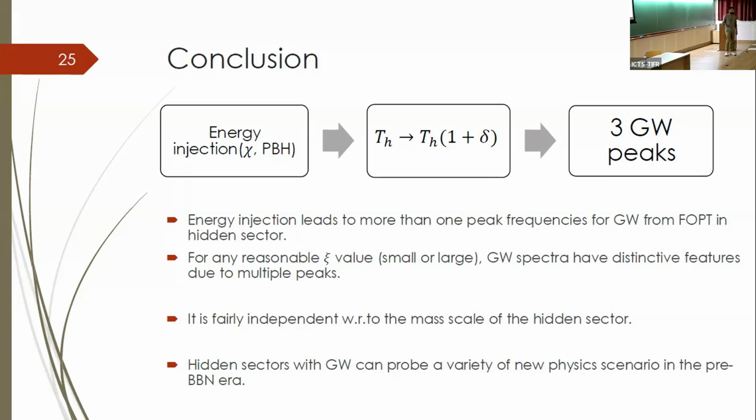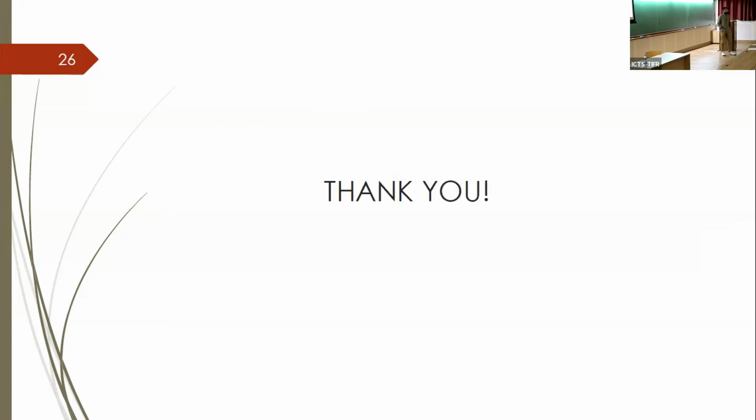The benchmarks I chose were just arbitrary, but one can also choose higher or smaller values of the masses, and this will shift the overall peak frequencies accordingly. For smaller masses, it will go to smaller frequencies. Overall, hidden sectors with gravitational waves can probe a variety of new physics scenarios in the pre-BBN era. So I think this is all I had to say. Thank you.